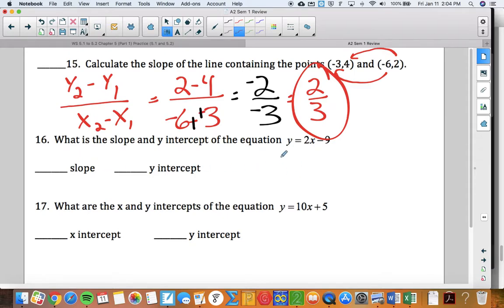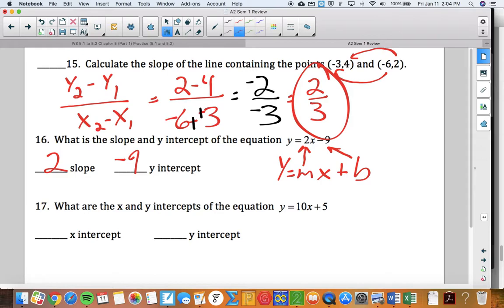Here we have a line in slope-intercept form, and they ask you what the slope and the y-intercept is. The slope is the multiplier of the x, so that's 2, and the y-intercept is the value getting added to the end. Well, what's getting added to the end is negative 9.